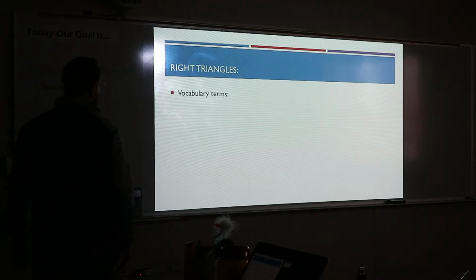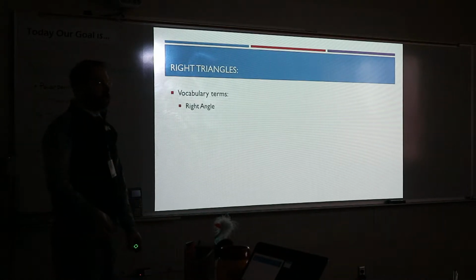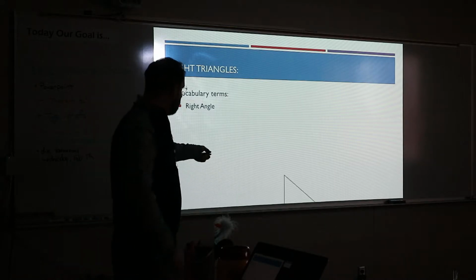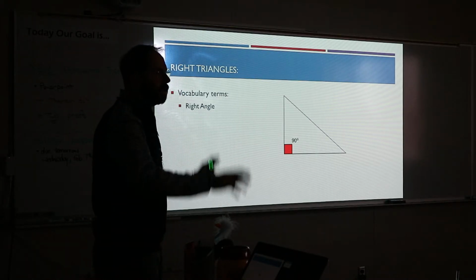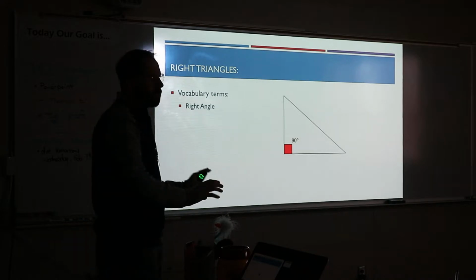Right triangles. Here are the vocab terms I want to talk about. Obviously, a right triangle has a right angle, right? It has to have that. That's what makes it a right triangle. One of the angles has to be 90.